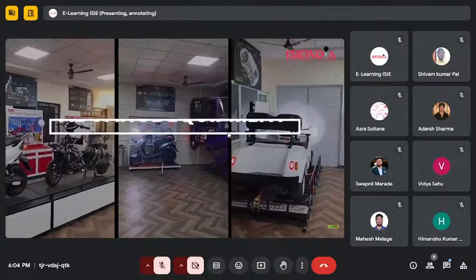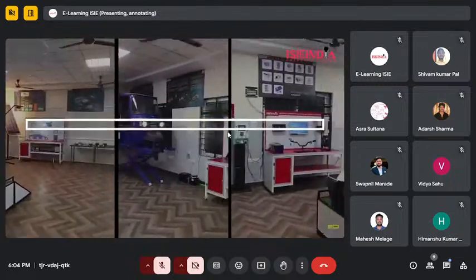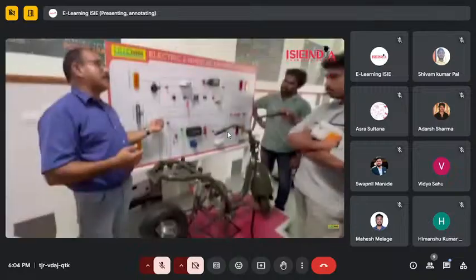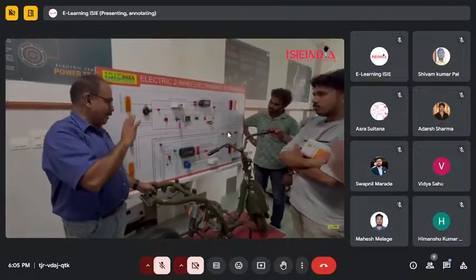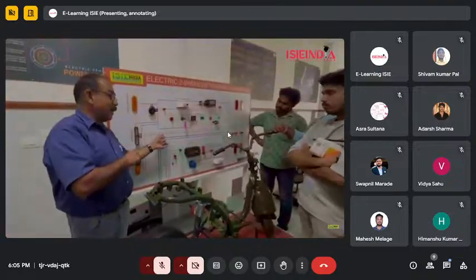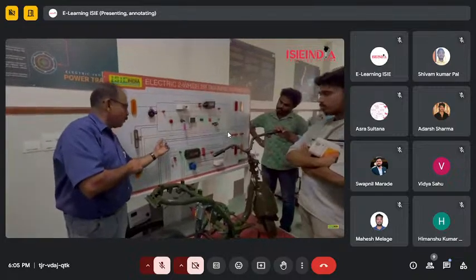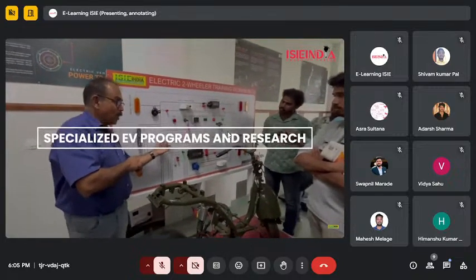It offers academic institutions access to advanced equipment, research opportunities, and industry-relevant curriculum. By providing students with real-world exposure, the COE enhances the quality of education and contributes to the growth of specialized EV programs and research.